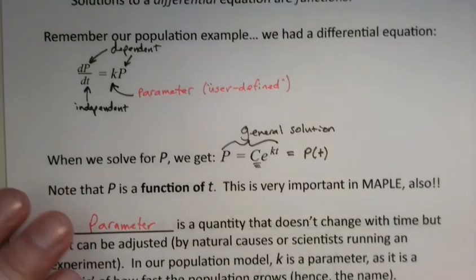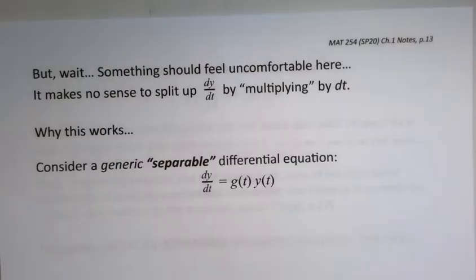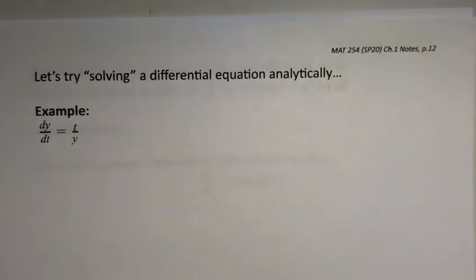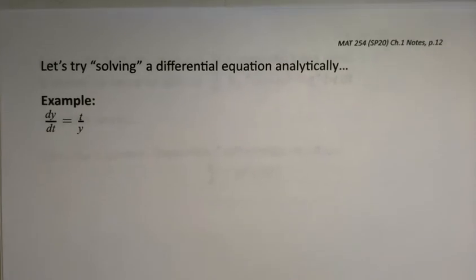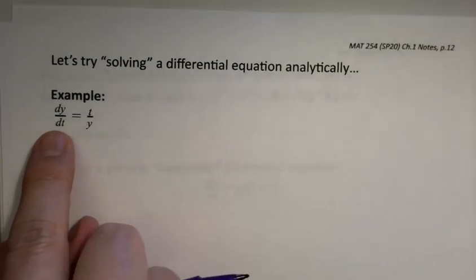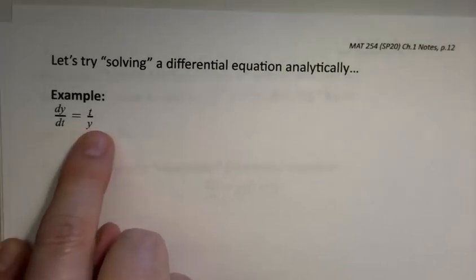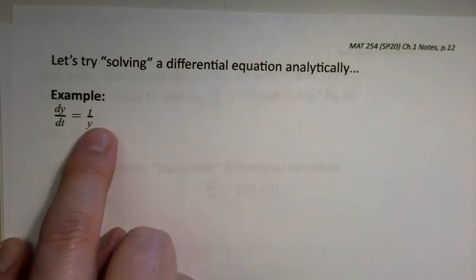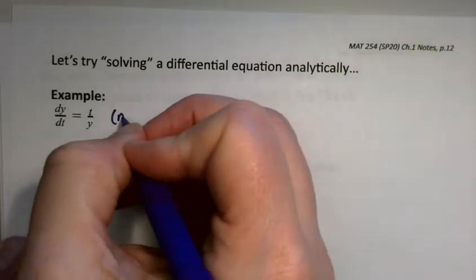Okay, so at the top of the next page, oops, getting too far ahead of myself. At the top of the next page, we're going to try solving a differential equation analytically. And so with this approach, you'll notice right away that we're dealing with a differential equation that is itself dy dt, and then on the other side we have not only the y variable but also the t variable appearing. So this is non-autonomous.